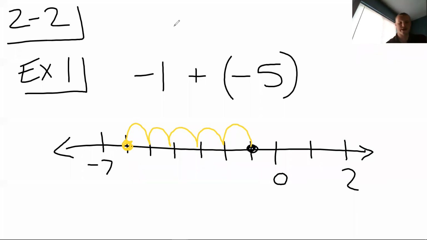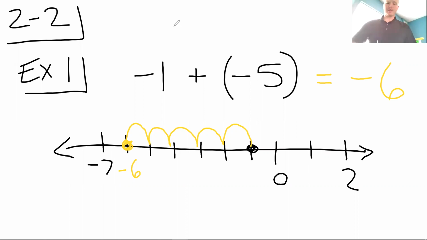My point is now at -6. And if we were to check ourselves, what's -1 plus -5 going to be? That's just going to be -6. Those parentheses are really important when writing out these number sequences, because if I didn't have them, it would be -1 minus 5, right? So those parentheses are very important when they're in there.